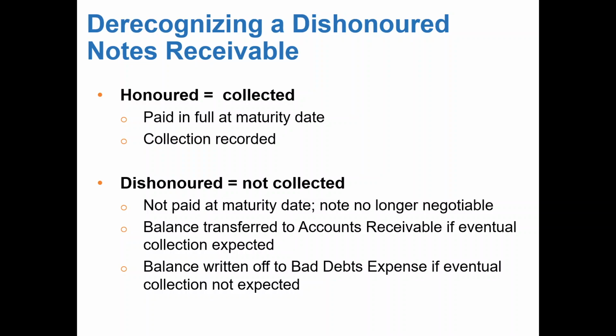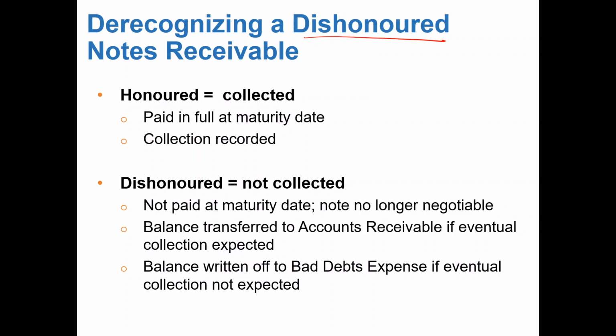Right, we've made it to the last video related to receivables. And we are going to look at what's called a dishonored note receivable. So in the previous videos, at maturity, we always recorded that a collection was made. So we received the cash. But this doesn't actually always happen.